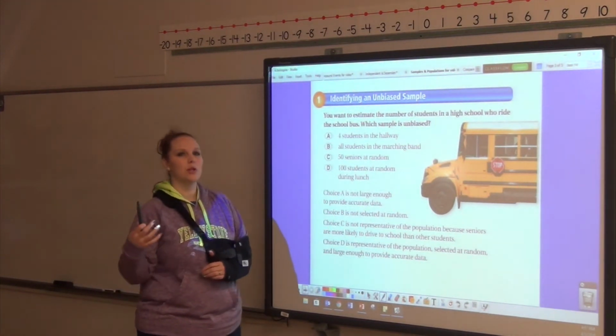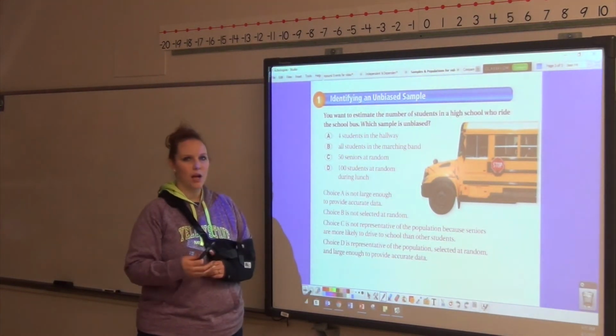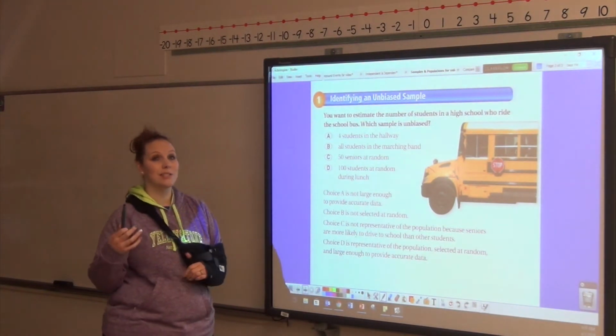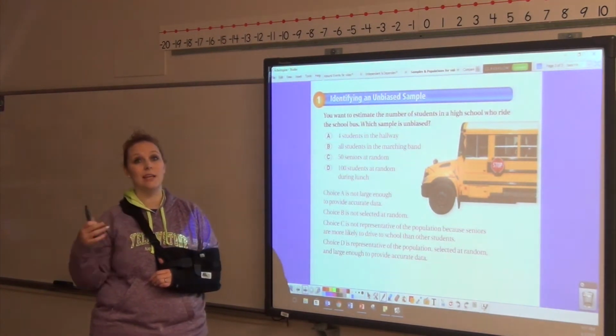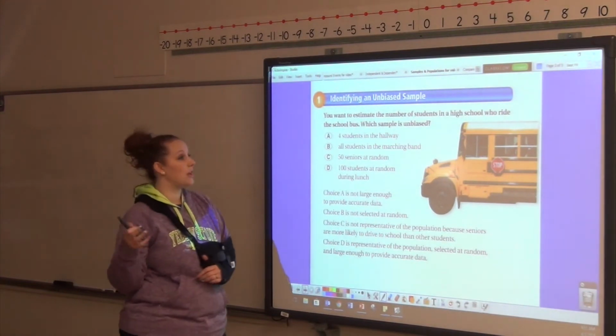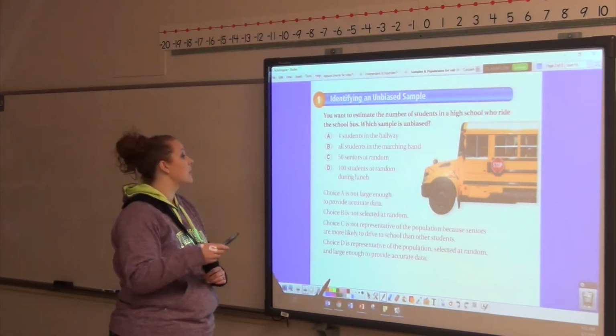50 seniors at random. In a high school, seniors usually don't ride the bus, right? They're old enough to drive, many of them do, so it's not a good sample. It's only seniors and it's not taking into any other levels of learning, any of the other grade levels.